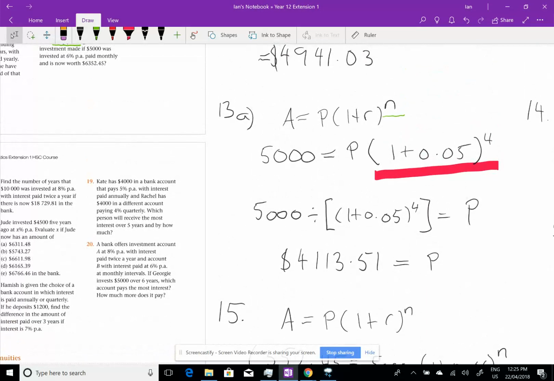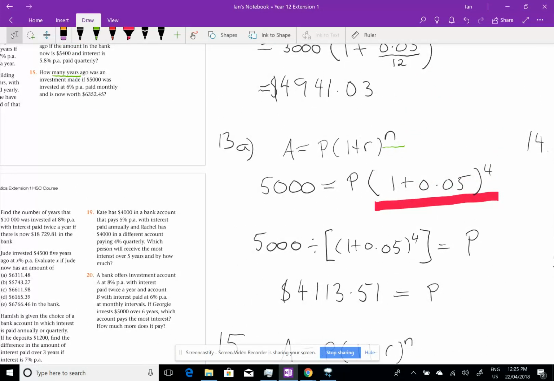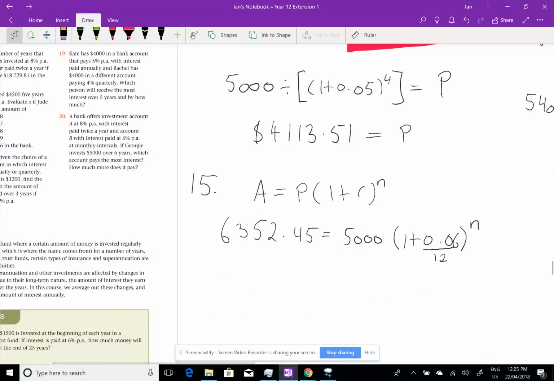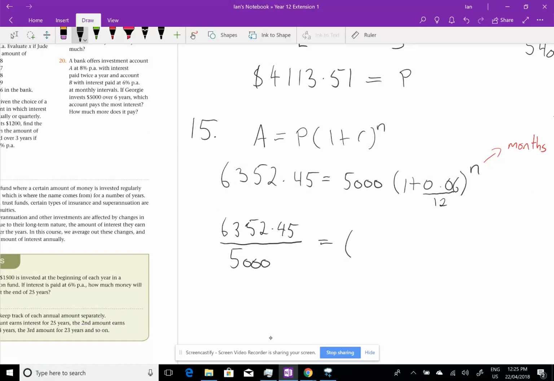And when I get my answer, and it says how many years, I'm going to get an answer in months. So just remember that. The n is in months. So when I get my answer, I'll have to remember that. So now it's an equation and I just solve it. So the first thing I do is I get rid of that 5,000. So 6352.45 over 5,000. Now that is a number, but I'll do my calculation at the end, not now. Equals 1 plus 0.06 over 12 to the n.